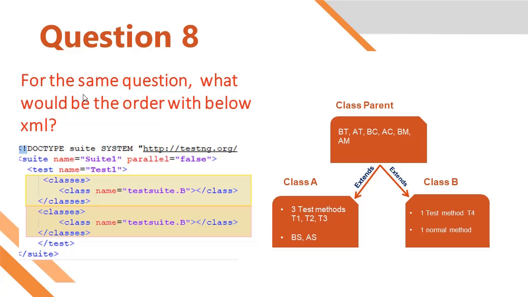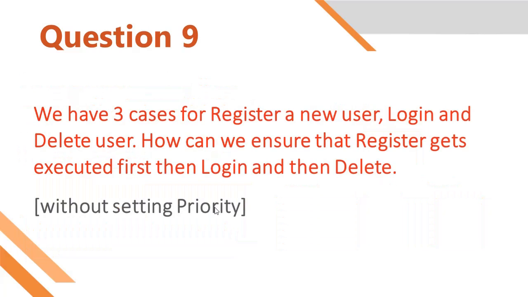If this is clear to you, then it is a good time to move ahead and go to question number 9. But if this is not clear to you, I will again suggest you go back and see all these questions because it is important to understand the flow. So let us have a look at question number 9. It says we have three test methods: one is to register a user, second one is to log in, and third one is to delete a user. Now we want to execute all these three in one specific order and we cannot use priorities. So what is the way of doing this?